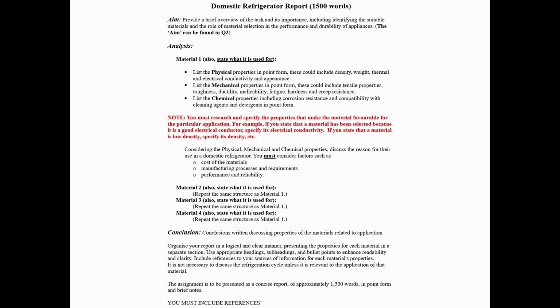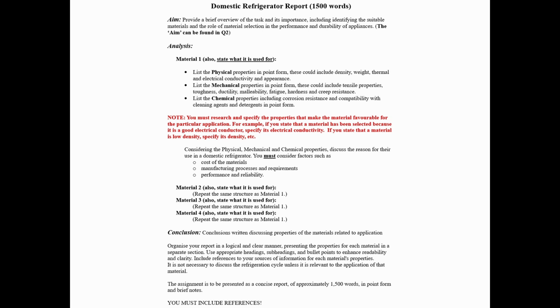Once you've received a response to your confirmation and consultation email, it's time to write your reports. You're required to write 2 reports. One of the reports would be on the domestic refrigerator, and the second would be the washing machine report. In both cases, you'll need an aim, analysis, and conclusion. In your aim, you're required to provide a brief overview of the task and its importance, including identifying the suitable materials and the role of material selection in the performance and durability of the appliances. The aim can be found in question 2 of the assessment task sheet.